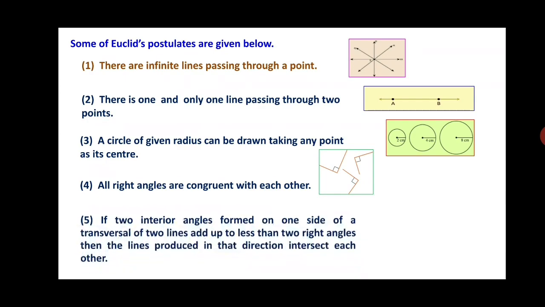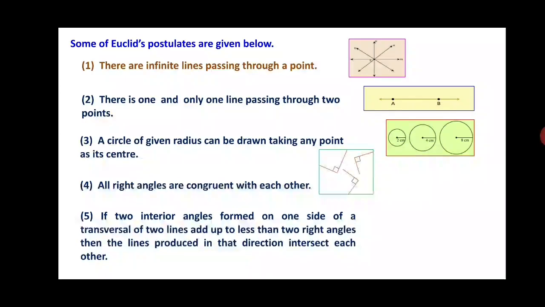Those are congruent. And the last one: if two interior angles formed on one side of a transversal of two lines add up to less than two right angles, two right angles means 180, then the lines produced in that direction intersect each other. From the figure you can get the idea of this wording.